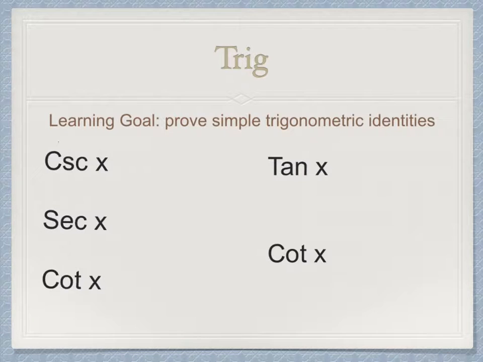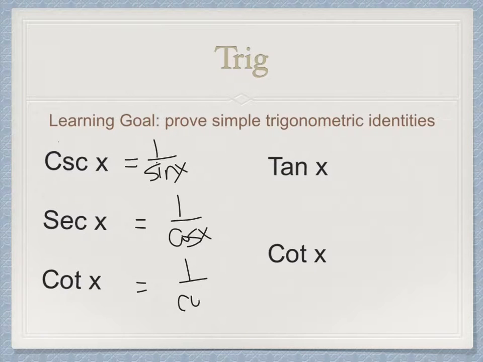So we know that cosecant x is equal to 1 over sine x. We know that secant x is 1 over cos x. And cotan x is 1 over tan x.